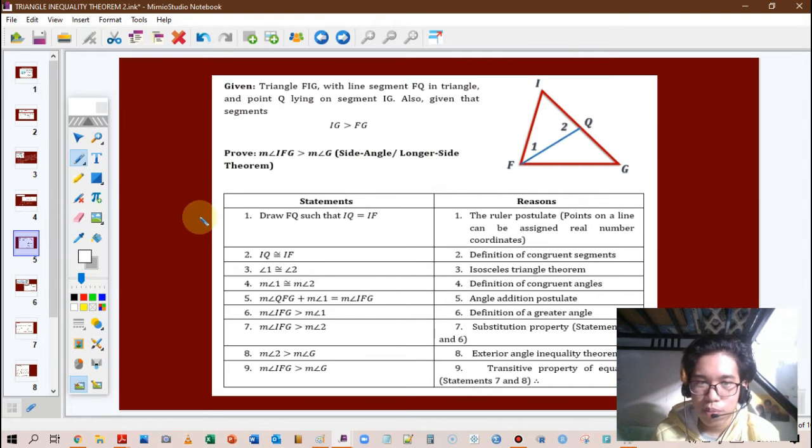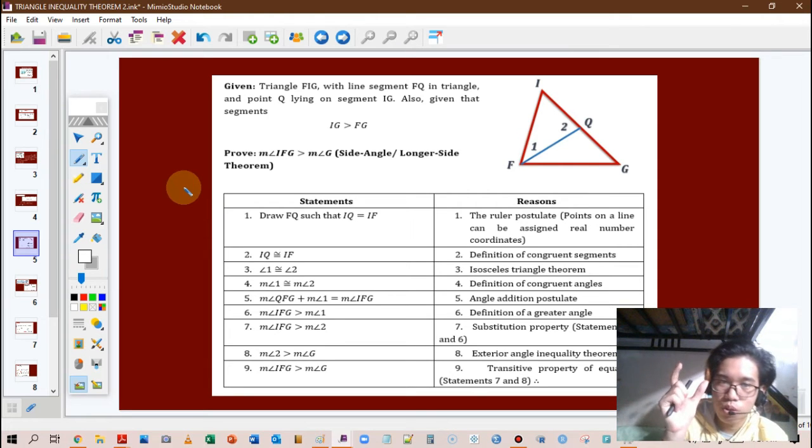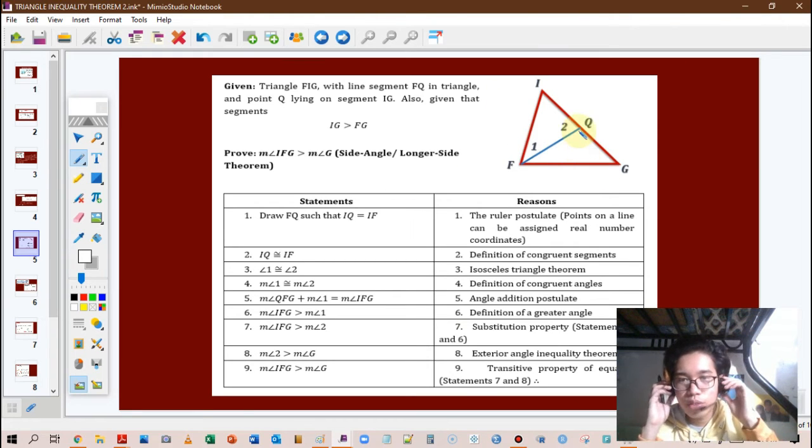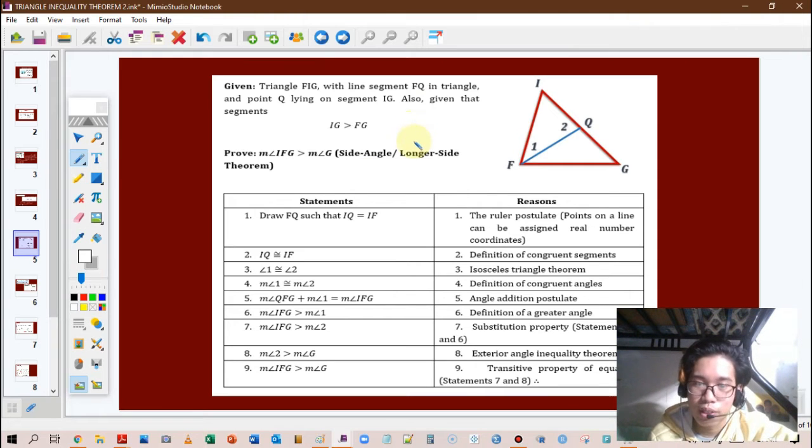For our first statement, we have to draw a segment there. Draw segment FQ such that IQ is equal to IF. The reason for that is going to be the ruler postulate. It says that on a line, we can draw any line segment that connects the two points that we have on a given geometrical figure, or points on a line can be assigned real number coordinates. And then for our second statement, we have IQ is congruent to IF. So this segment right here can be congruent to this segment right here using the ruler postulate.